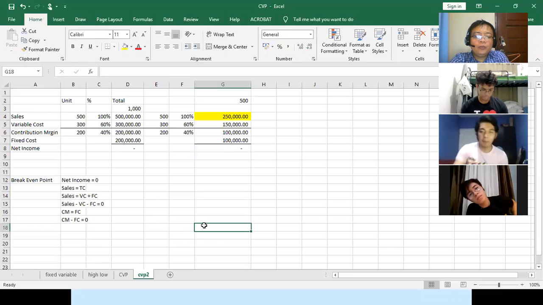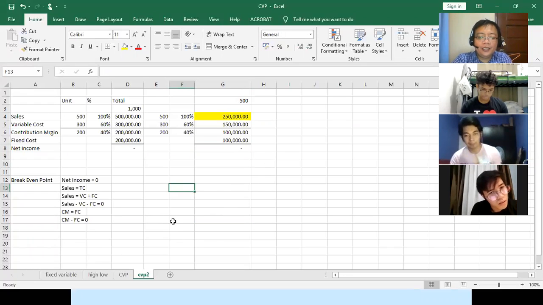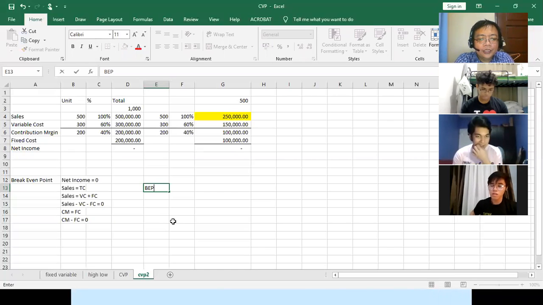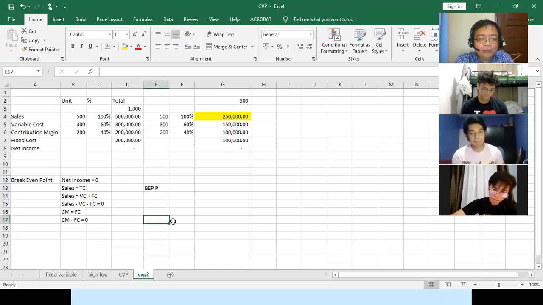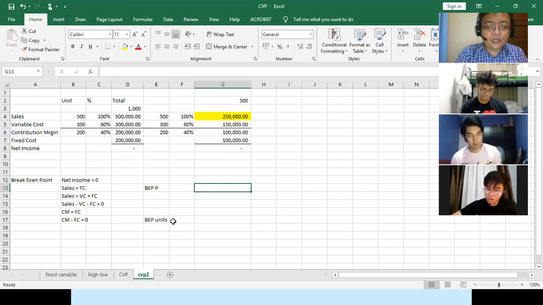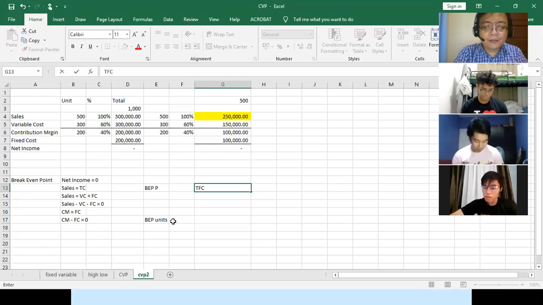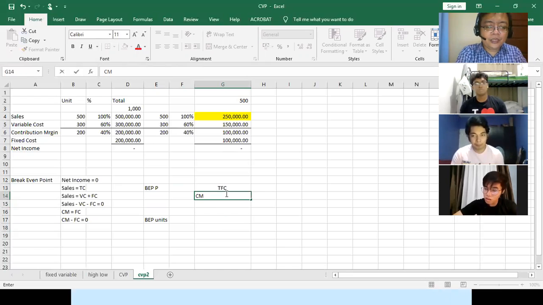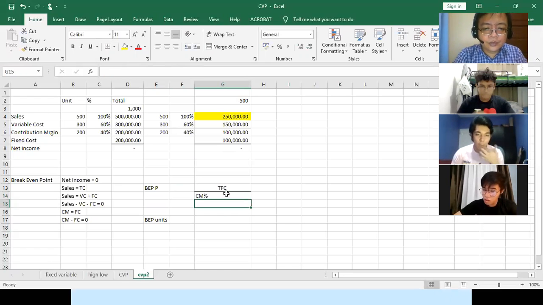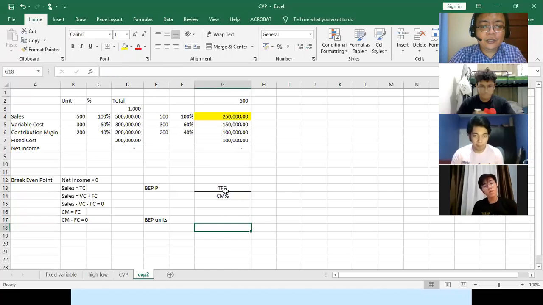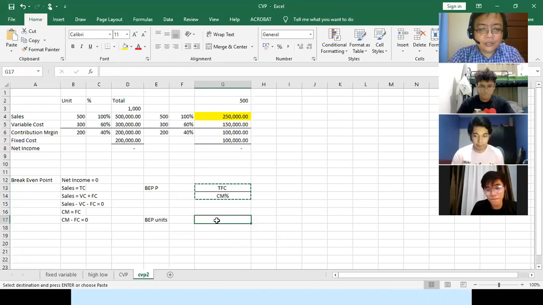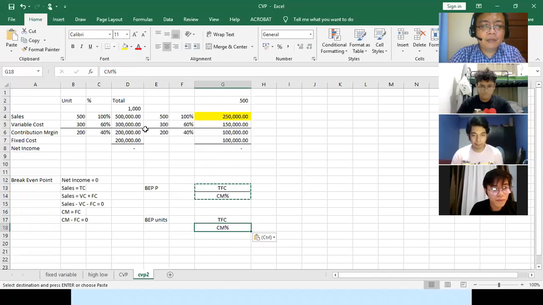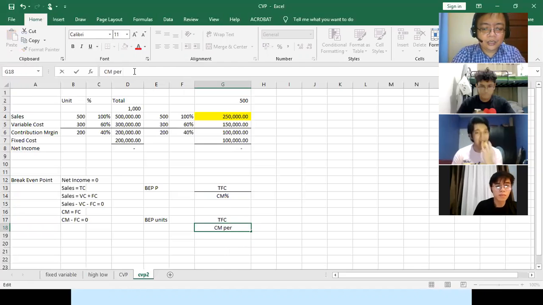What is the formula to compute the break-even point? You probably know this already. Break-even point in terms of peso and in terms of units. The formula for break-even point in pesos is total fixed cost divided by the CM percentage. How about break-even in units? Same thing: total fixed cost divided by CM per unit.